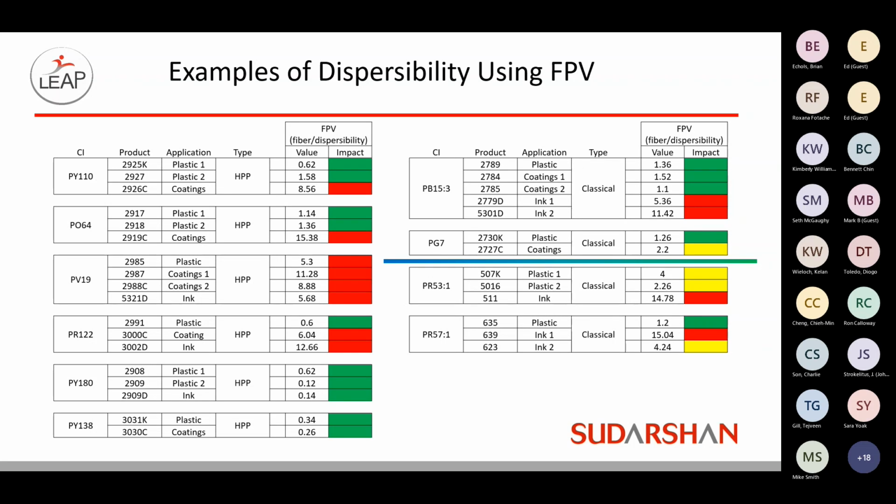And likewise, over on the right-hand side, we took a look at the blues and greens, that intermediate zone, as well as the classical pigments. And we'll come back to this chart again when we take a look at some other examples.